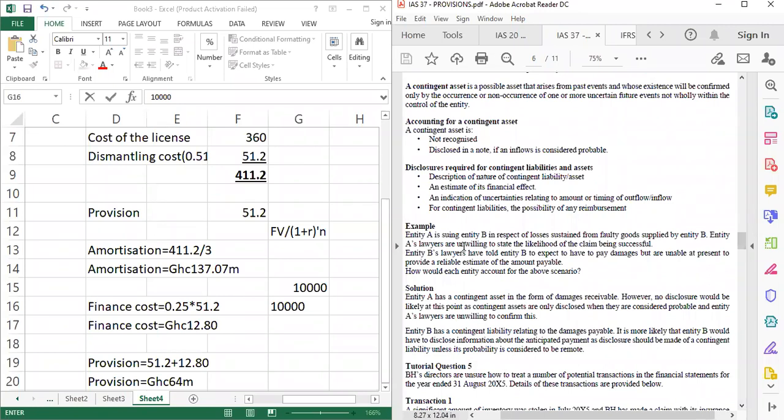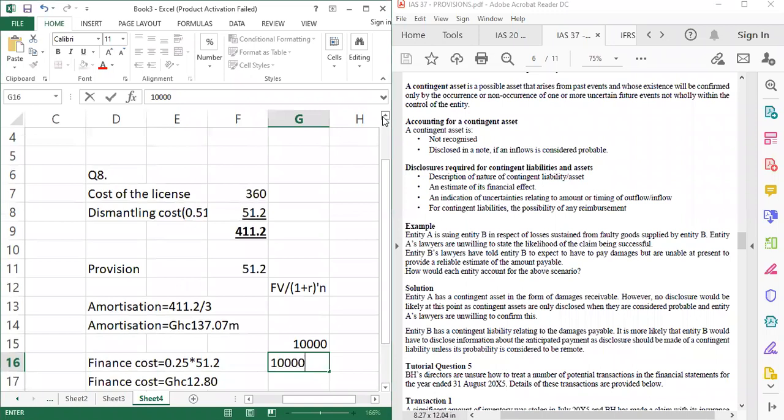Okay. Entity A is... hello, Linus. Yeah. Please, my network went off. Please, on the Excel sheet, you said there is something there. How to recognize the assets? The contingent asset. Is it a contingent asset? No, please. The cost of the license.